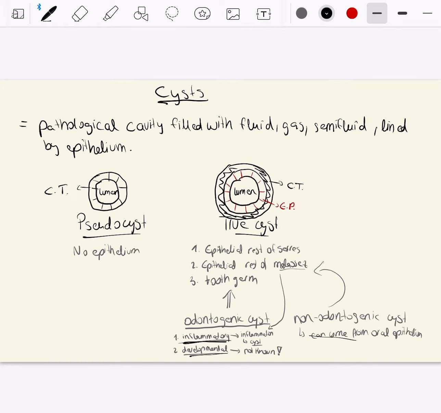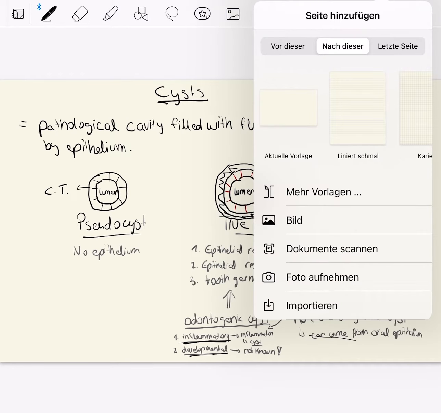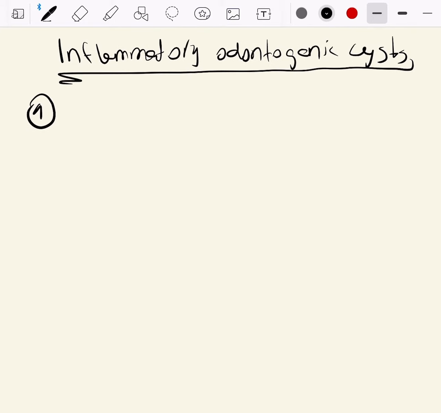So, to begin with the inflammatory odontogenic cysts, I'll just write the topic here. We have the first type. It is the most common one. It is the radicular cyst. The radicular cyst is the most common.